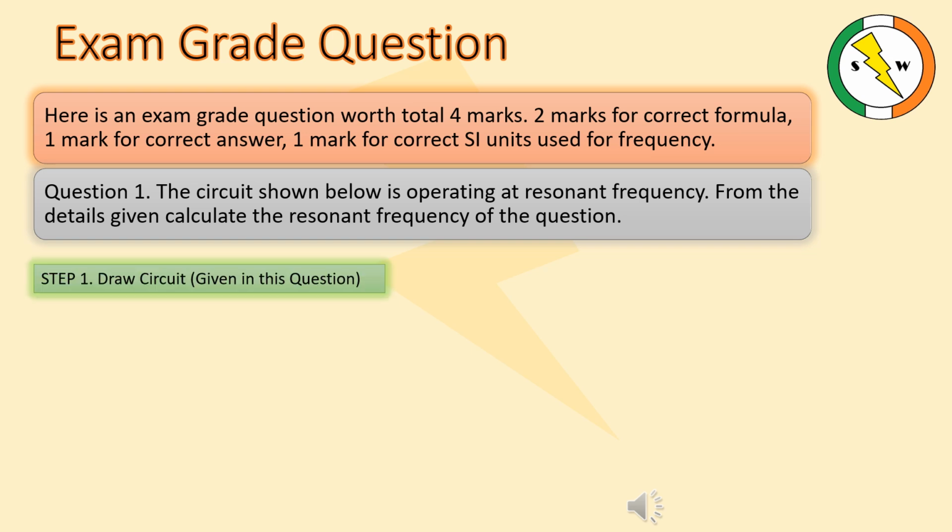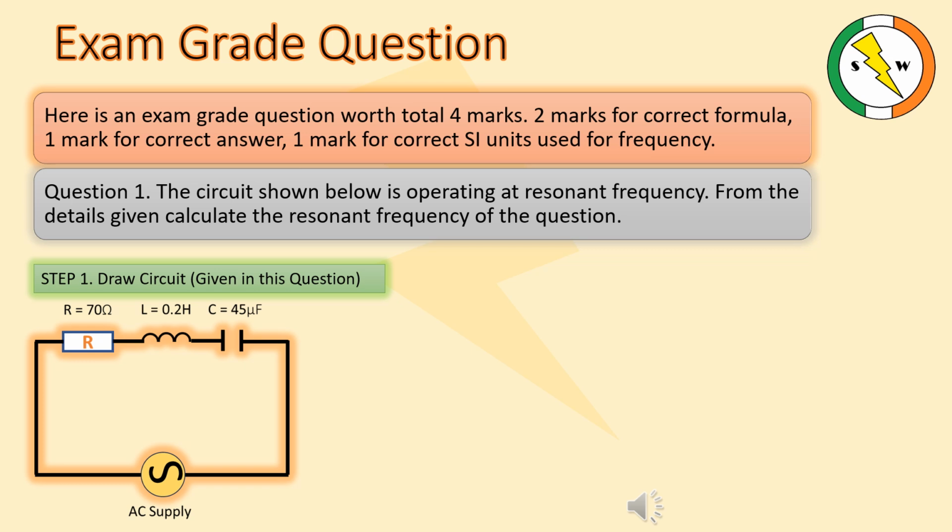So step 1 is draw out the circuit, usually, but in this case it's given to us in the question. So R equals 70 ohms, L 0.2, and C is 45 microfarads. Now, we just ignore R. It's there for no reason in these questions. It's just there to put you off.